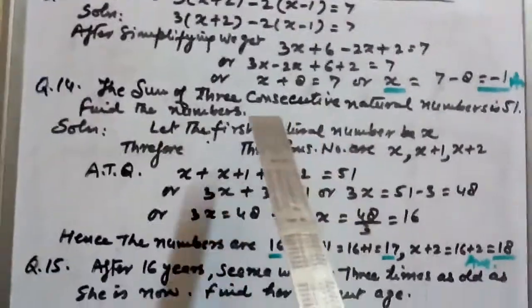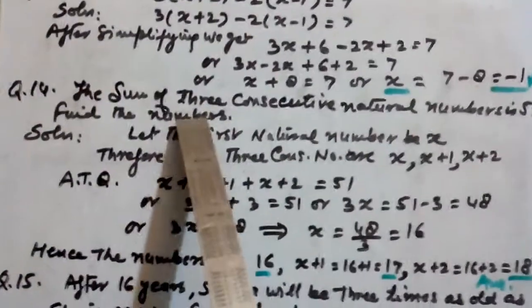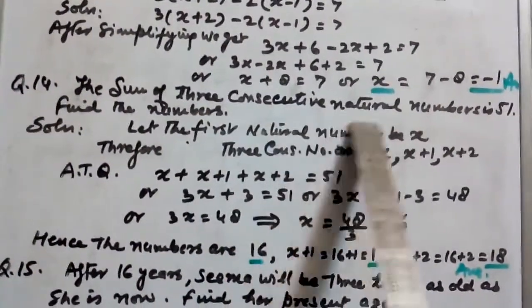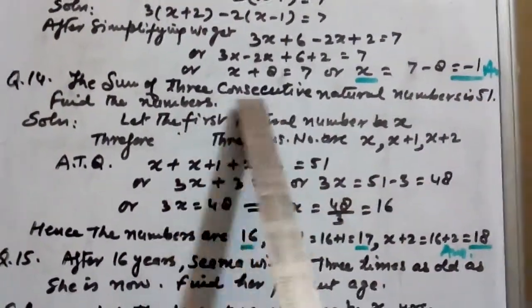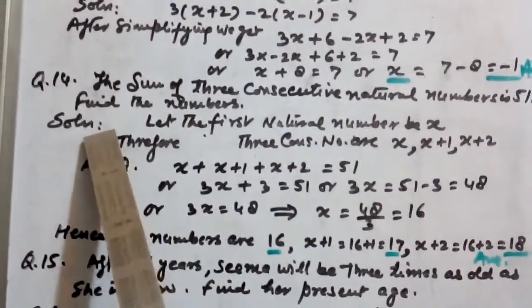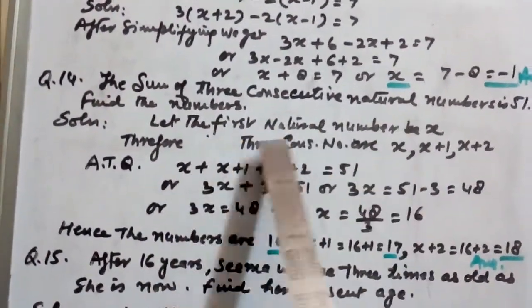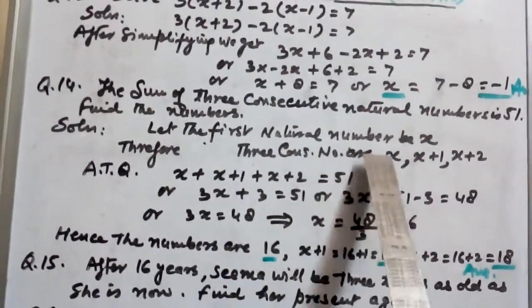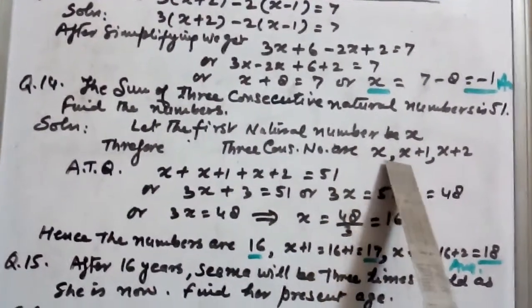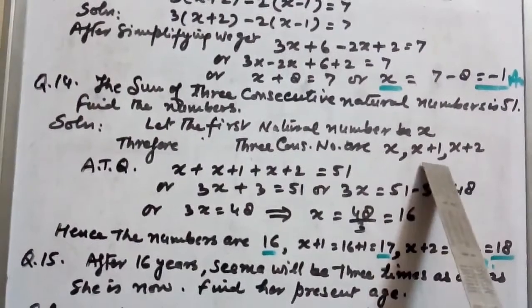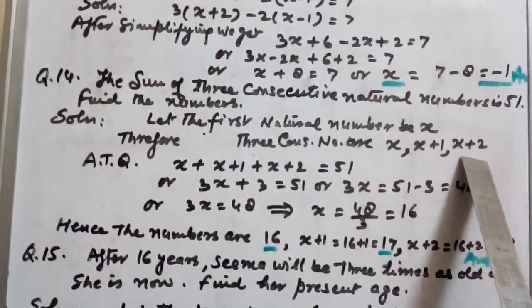Now comes question 14 before you. It says that the sum of 3 consecutive natural numbers is 51. Find the numbers. Children, the solution is like this. Let the first natural number be x. Therefore the 3 consecutive numbers are: the first number x, the next number x plus 1, and another next number x plus 2.